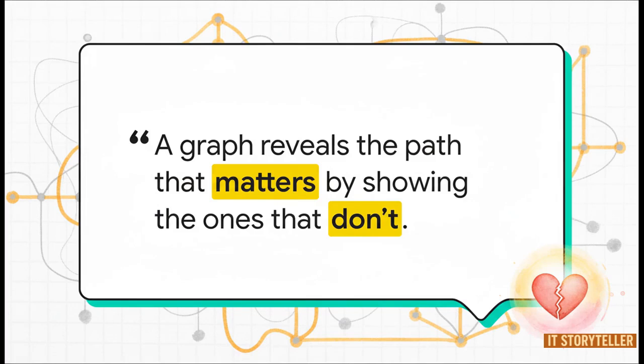LangGraph nodded, and he shared something really profound. He said, "A graph reveals the path that matters by showing you the ones that don't." And that right there is the very heart of how these AI agents work. By allowing for trial and error, for these cycles, LangGraph made it possible for their plan to correct itself, to get smarter, until it finally led them to the right solution.